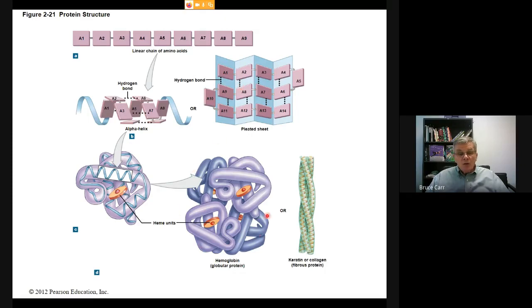Not all of them are soluble and circulating like hemoglobin. Here's basically a helical structure with 3 strands for keratin or collagen. These are insoluble proteins that form structure in our connective tissue, that strap our joints together or reinforce our bones.